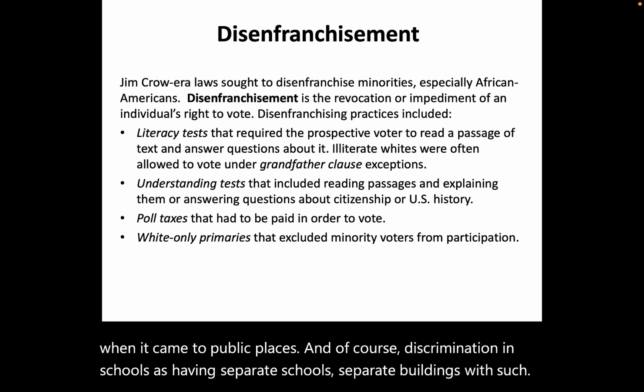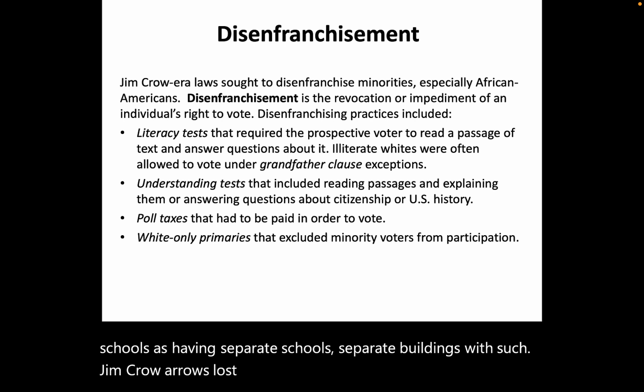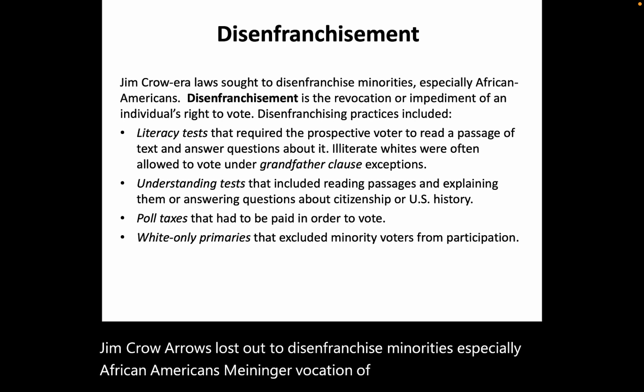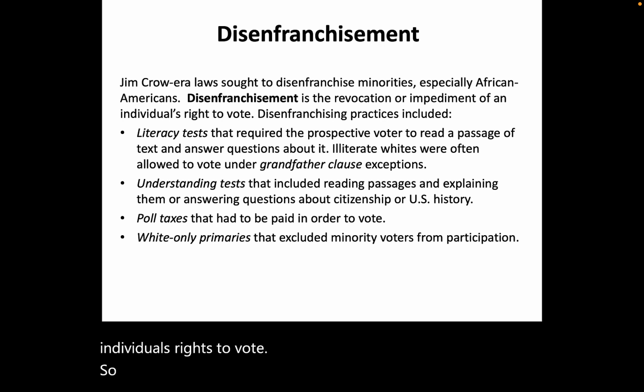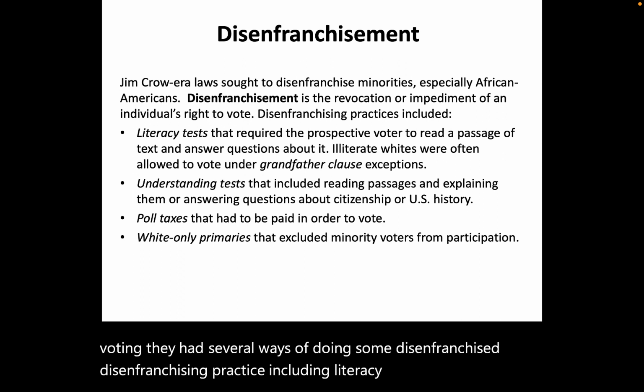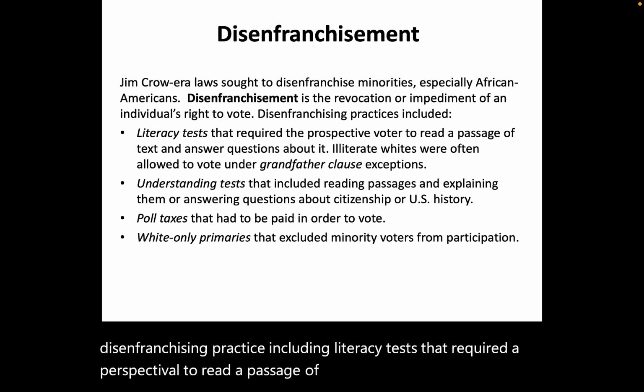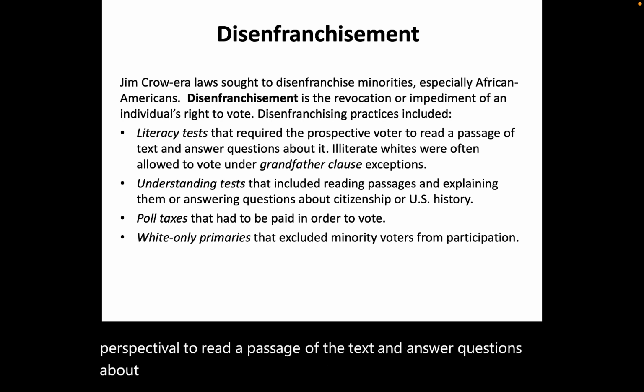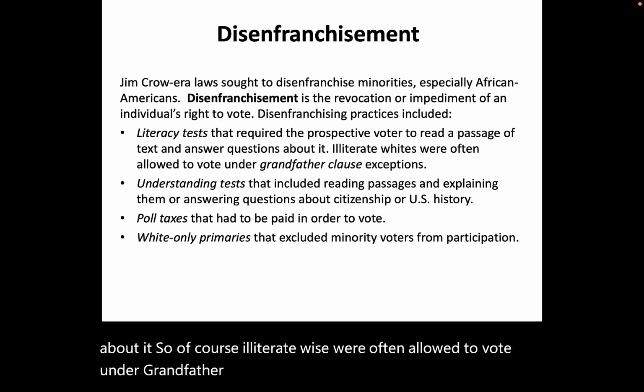The Jim Crow era's laws sought to disenfranchise minorities, especially African Americans, meaning a revocation or impediment of individuals' right to vote. In order to disenfranchise African Americans, they had several practices, including literacy tests that required a prospective voter to read a passage of text and answer questions about it. Illiterate whites were often allowed to vote under the grandfather clause exceptions, meaning that because their grandfather voted, they could vote.